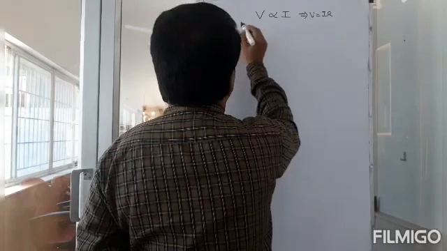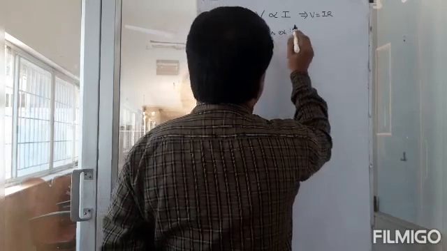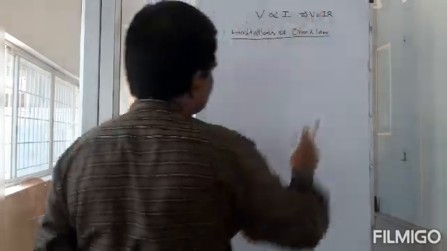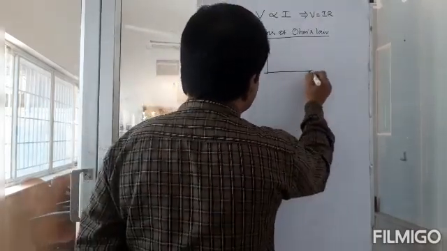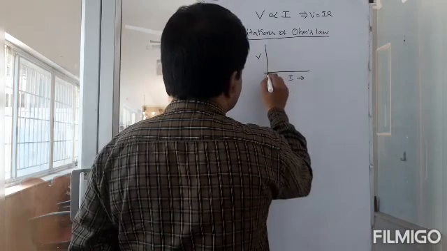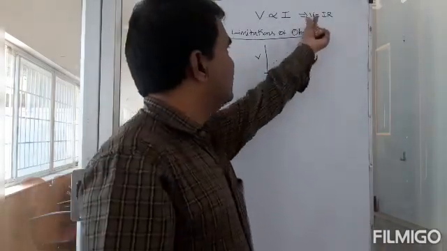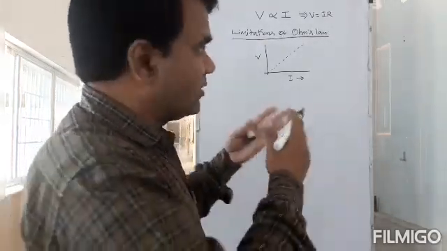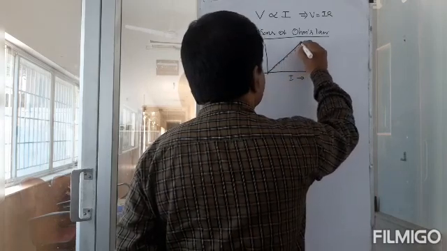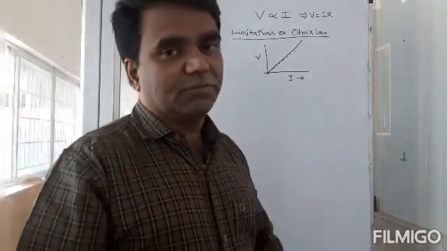Limitations of Ohm's law. As per Ohm's law, you are supposed to get a linear relationship. Suppose this is I, and this is V, and we expect it to be a straight line. So delta V by delta I should give you this R. But when you actually do experiments, any conductor is going to be slightly off. So it's not a straight line, it's actually a curve. This is what we find.